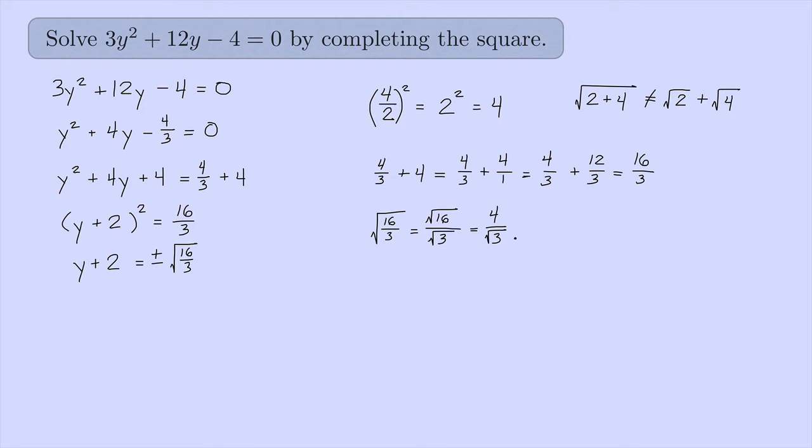And maybe I don't want to have a square root in the denominator, so I'm going to multiply this by the square root of 3 over the square root of 3. Square root of 3 times square root of 3, that's just plain old 3. And then on top, I have 4 times the square root of 3. So this ends up being 4 root 3 over 3. So now I can go back here and I have y plus 2 equals plus or minus 4 root 3 over 3. And the last thing I can do is subtract the 2 from both sides. So I get y equals negative 2 plus or minus 4 root 3 over 3. And that's my final answer.